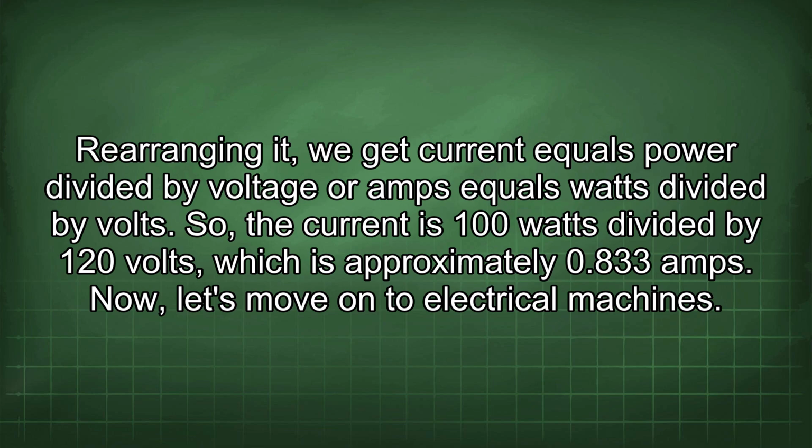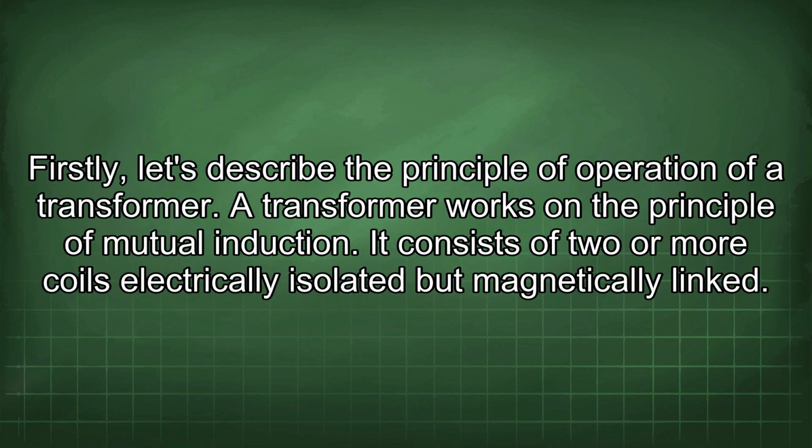Rearranging it, we get current equals power divided by voltage, or amps equals watts divided by volts. So, the current is 100 watts divided by 120 volts, which is approximately 0.833 amps. Now, let's move on to electrical machines. Firstly, let's describe the principle of operation of a transformer.